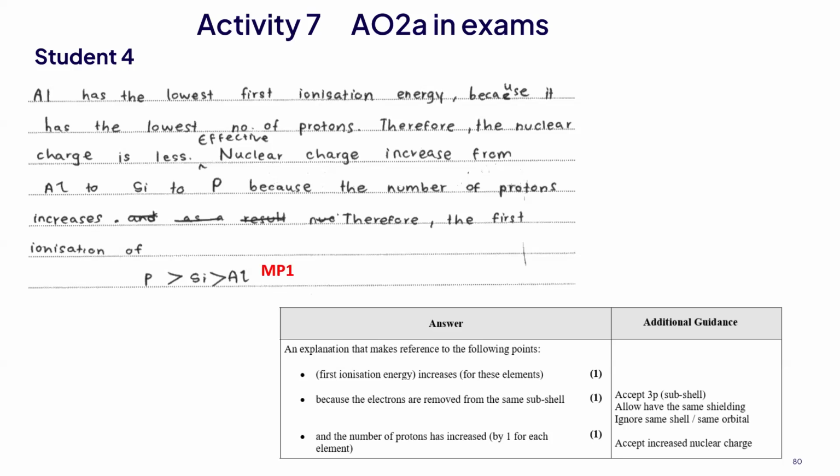On the very bottom line, they've got the order, so they get MP1. On lines 1, 2, 3, 4, and 5, they've got, because the number of protons increases, MP3, but there's no MP2, so just 2 marks.